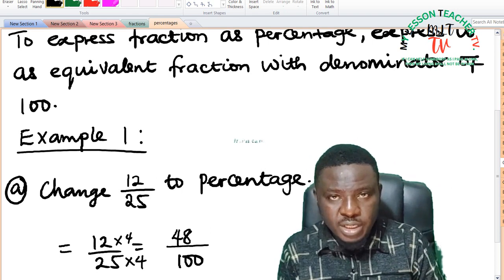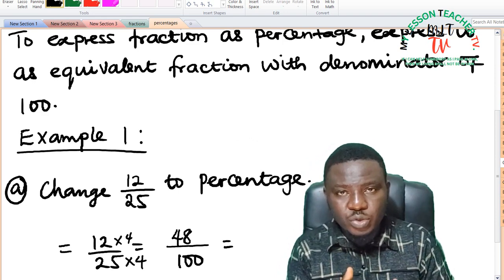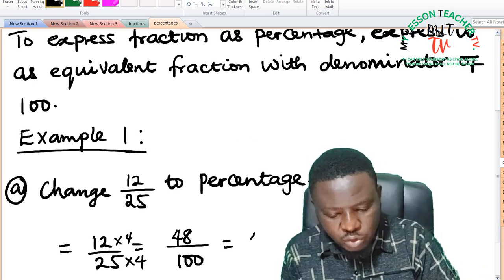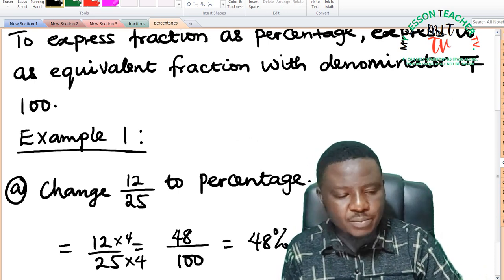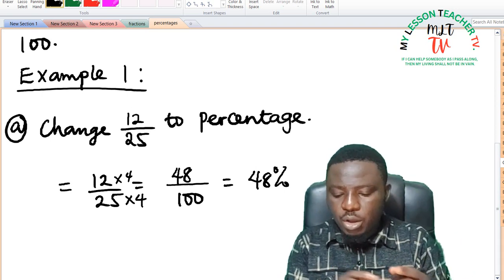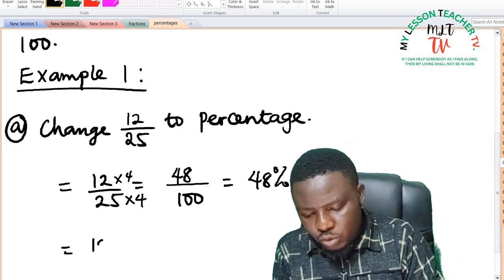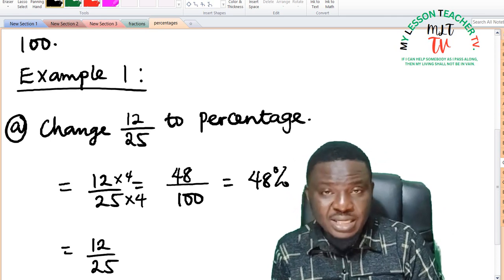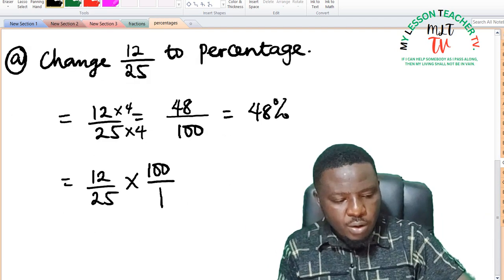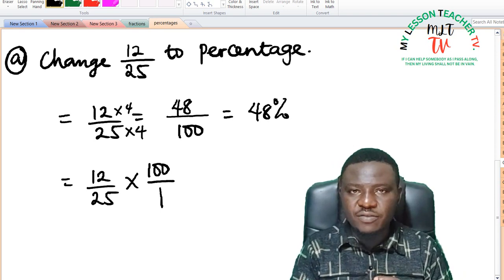And since it is 48 over 100, it means it is 48 parts out of 100, of which we said percentage means out of 100. So this is equivalent to 48%. But also, in another way, if this seems to be too difficult for you to express 12 over 25 as a percentage, you are to multiply that fraction by 100. It gives you the percentage of that fraction.